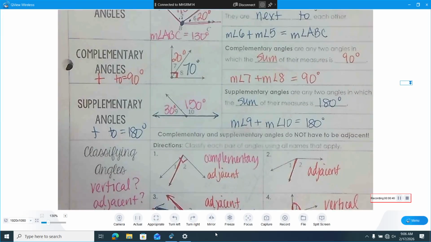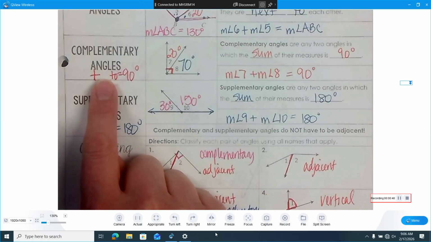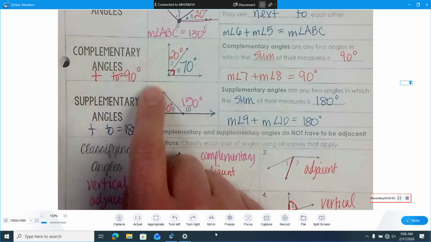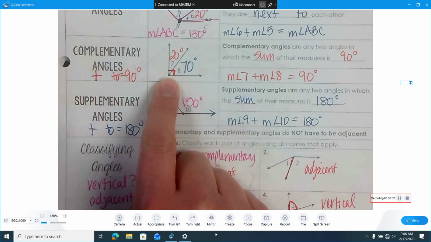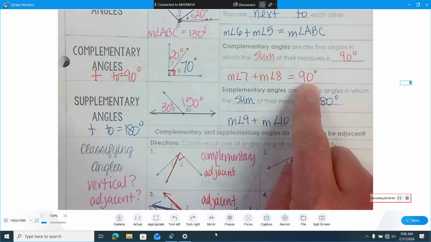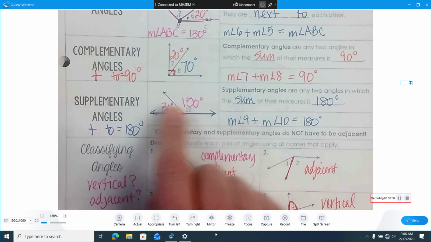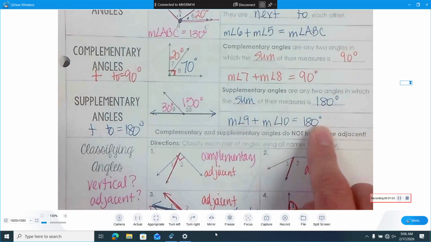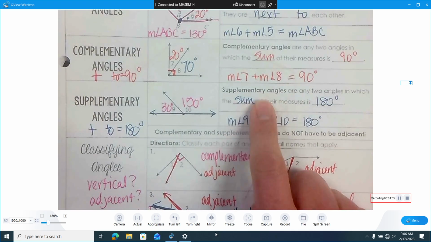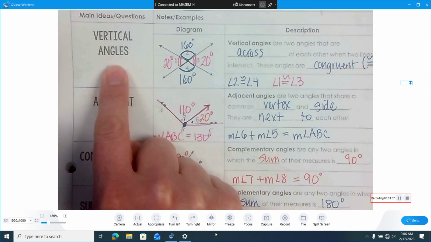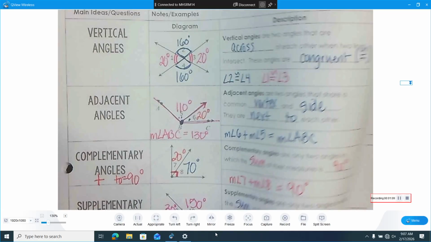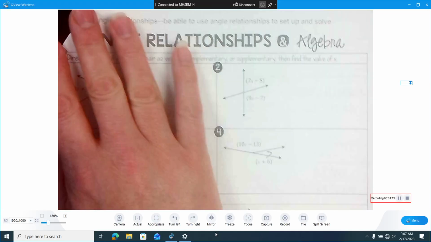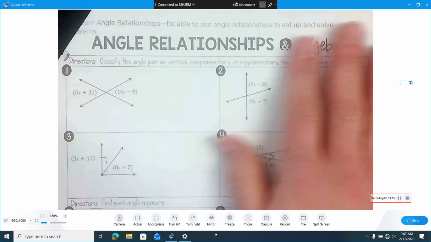We also have complementary angles. Those are angles that come together to form a 90-degree angle. And we can add them up and they would equal 90 degrees. We also have supplementary angles. They're on a straight line. We can add those together and they would equal 180 degrees. So supplementary, complementary, and vertical angles are all the names that we want to be using today as we get some angle relationship practice with algebra.